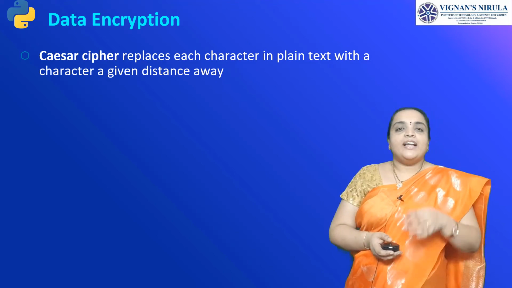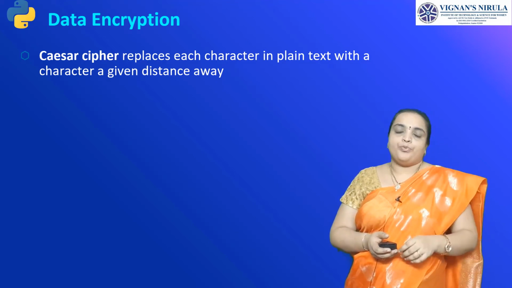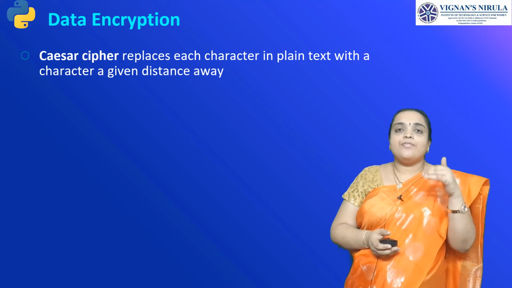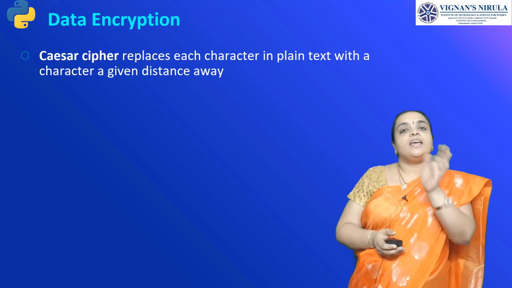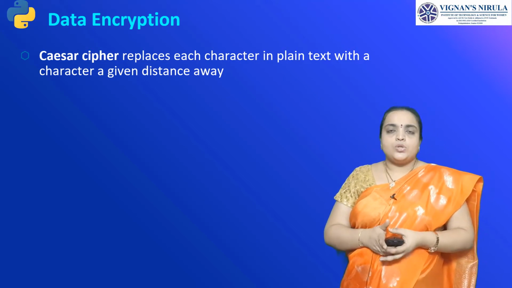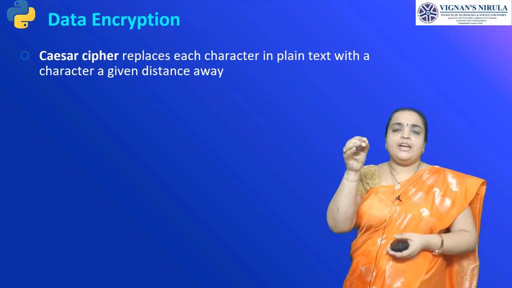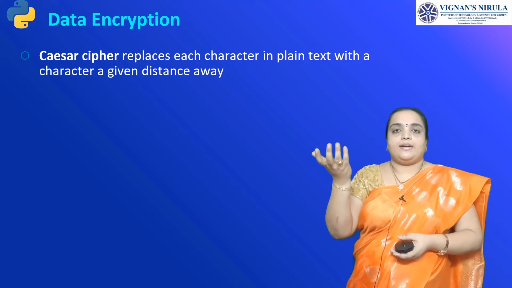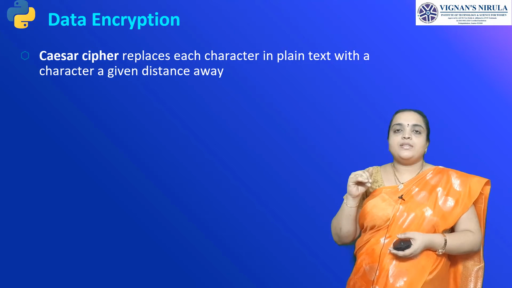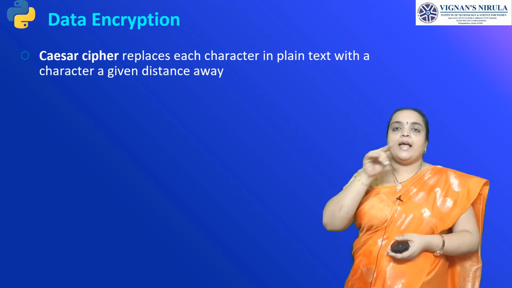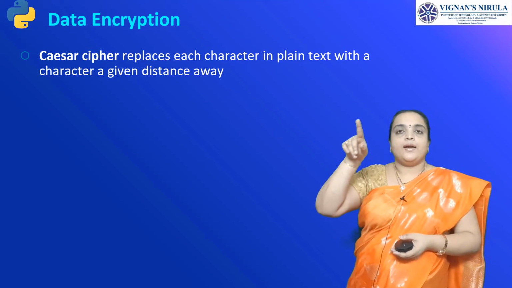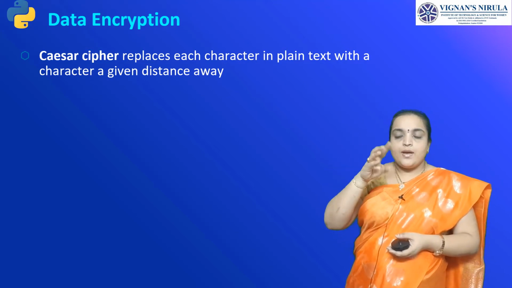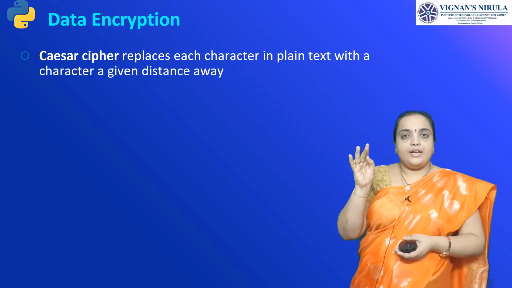So what is Caesar cipher? What does it do? Caesar cipher will replace each character in the plain text with a character at a given distance. Means if I have given A, it will replace A with another character a distance away. If I want to send the character A, instead of A, I will add three characters to A. Means B, C, D. D will be transmitted instead of A.